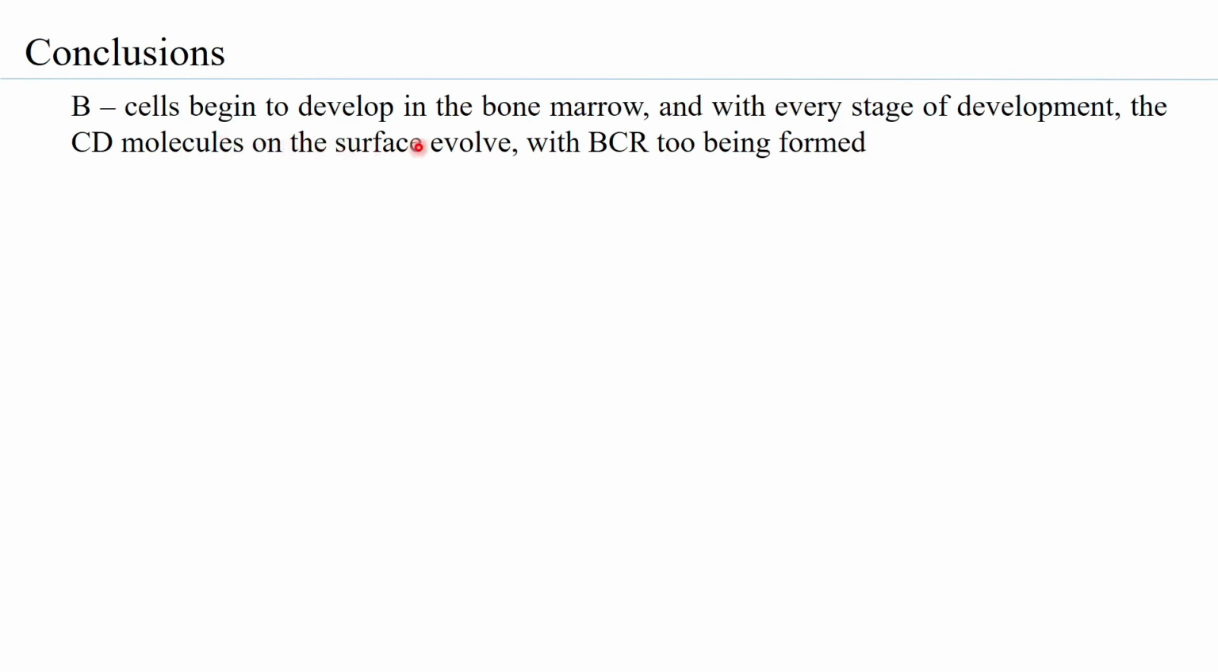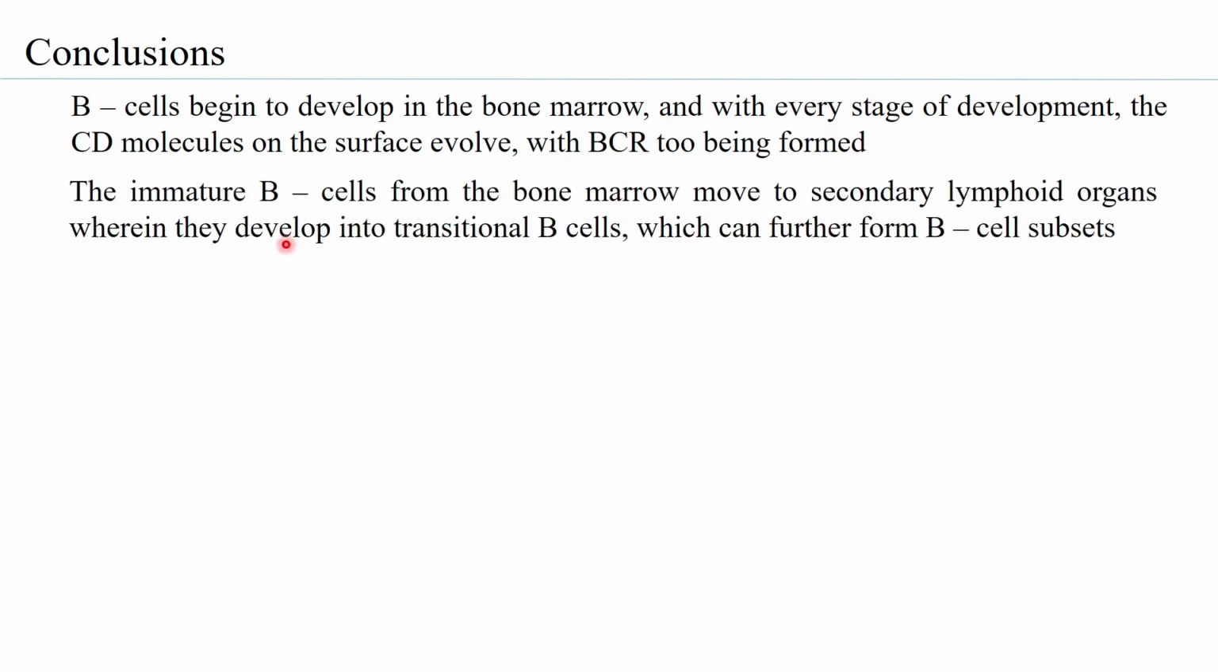B cells begin to develop in the bone marrow, and with every stage of development, the CD molecules, that is, the cluster of differentiation molecules on the surface, evolve, with the B cell receptor being formed. And this is very characteristic of a B cell. The immature B cells from the bone marrow move to secondary lymphoid organs, wherein they develop into transitional B cells, which can further form B cell subsets.